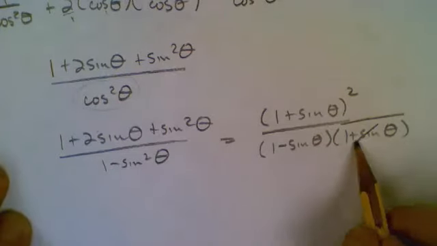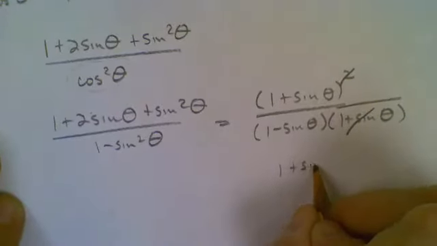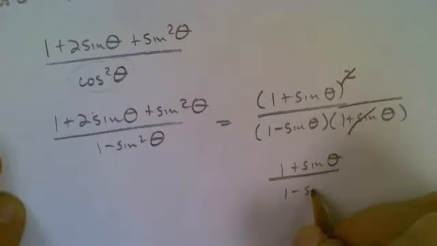So one of the 1 plus sines cancels out. So I'm left with 1 plus sine in the numerator, 1 minus sine in the denominator.